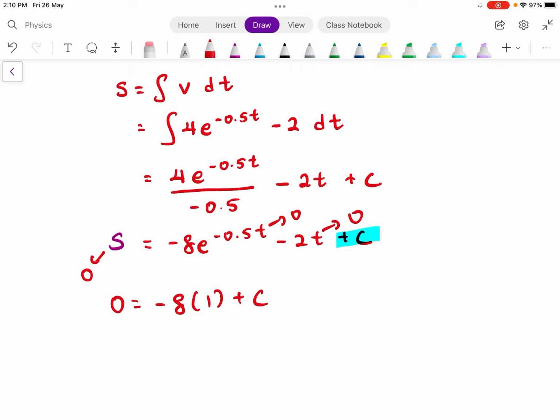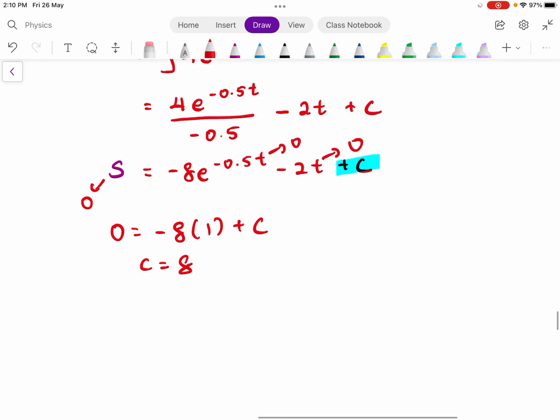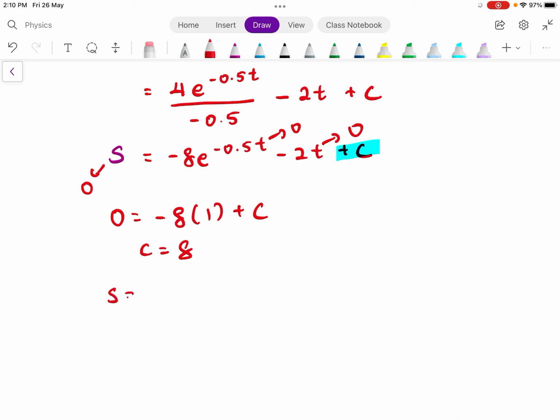Minus 0 plus C, so your C is just equal to positive 8. So the full displacement-time equation is S equals negative 8e^(-0.5t) minus 2t plus 8. That will be the displacement-time equation. Now they want us to calculate the exact distance of OP.